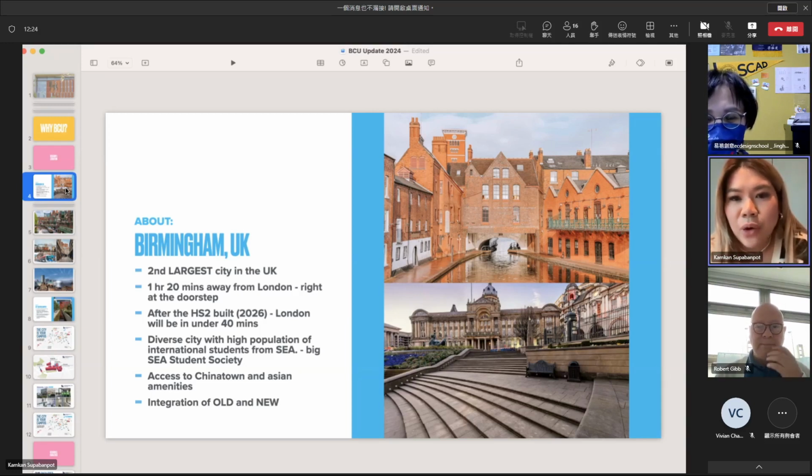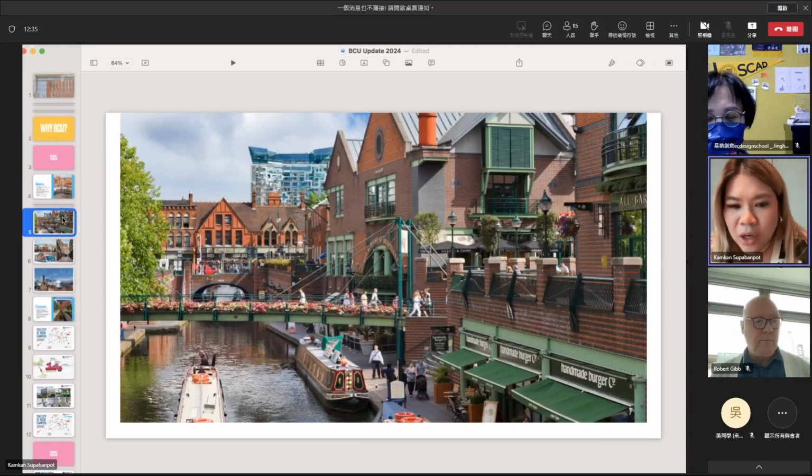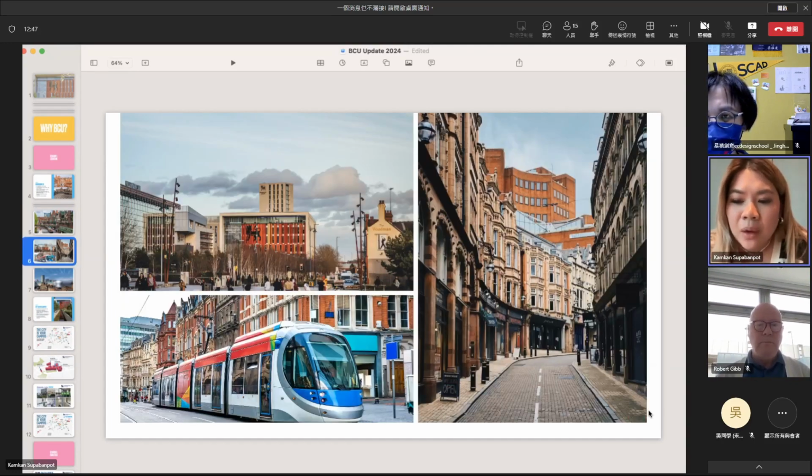We also have our own Chinatown, which obviously gives you access to every single Asian amenity there is. In terms of what Birmingham looks like, I want to show you guys a couple of images here to give you a feeling of what Birmingham actually looks like. This is the Mailbox, which is about a 15-minute walk from the university. This is also what the city center looks like, and also our very own Curzon building, the red building that you see here, which is basically where our library and student services are.